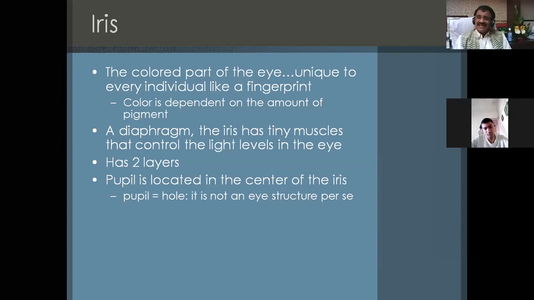It is the color part of the eye. Now your color of eye is determined by the color of the iris. What type of iris do you have? Do you have a black iris? Do you have a brown iris? Or some other color combination? That shows your color of the eye.